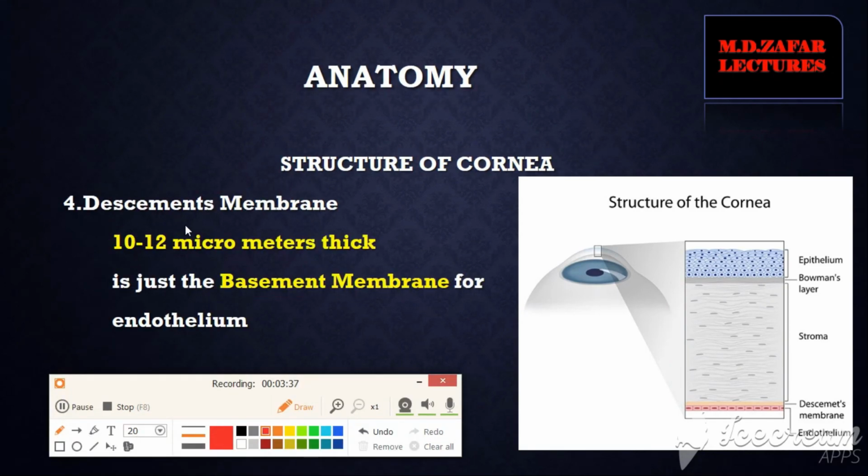Talking about the Descemet's membrane, which is over here, it is 10 to 12 micrometers thick, and it is just the basement membrane for the endothelial cells of the cornea.